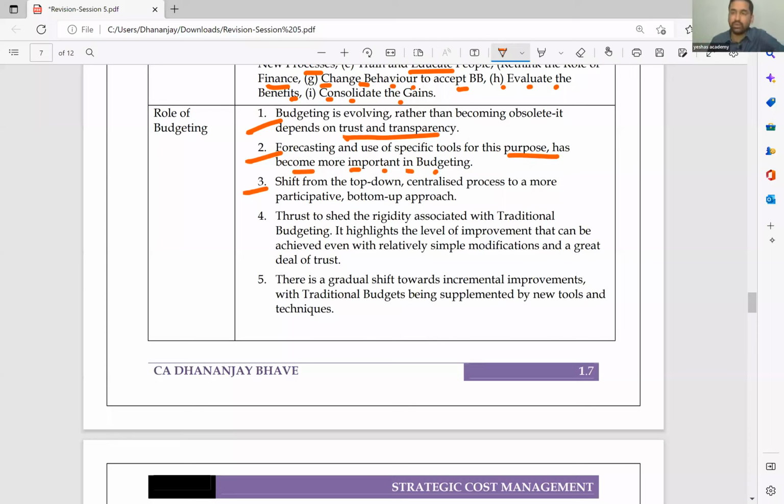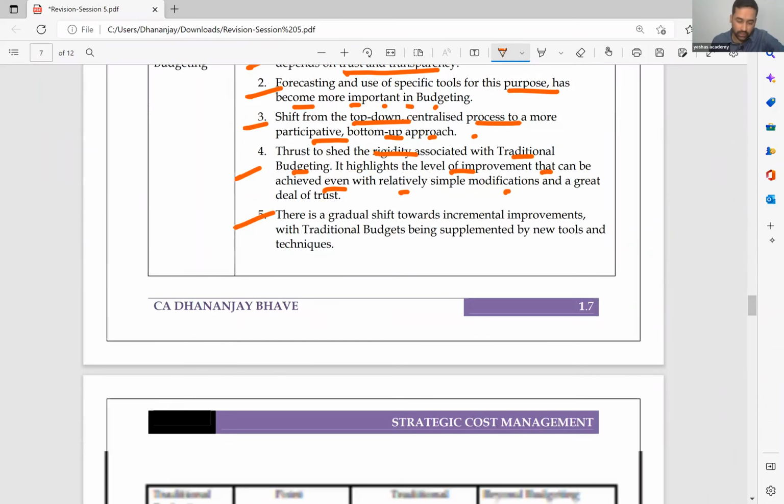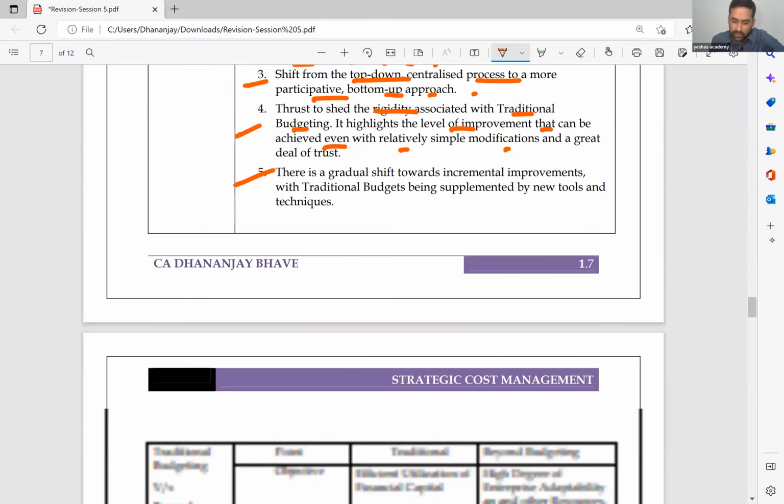Everyone should first communicate what it is that they can do, and then it is all consolidated by the top management. Top management may not directly accept whatever is supplied by the bottom level employees. They will definitely make a lot of modification, but at least everybody would feel that they are also participating in the overall process. Thrust to shed the rigidity associated with traditional budgeting. It highlights the level of improvement that can be achieved even with relatively simple modification and great deal of trust. There is a gradual shift towards incremental improvements with traditional budget being supplemented by new tools and techniques.